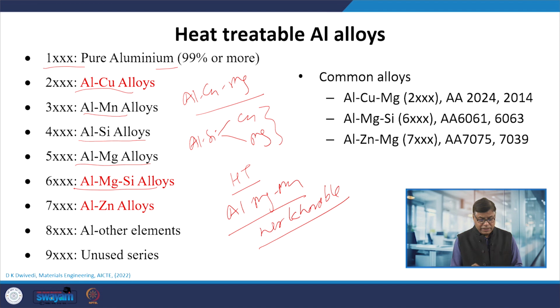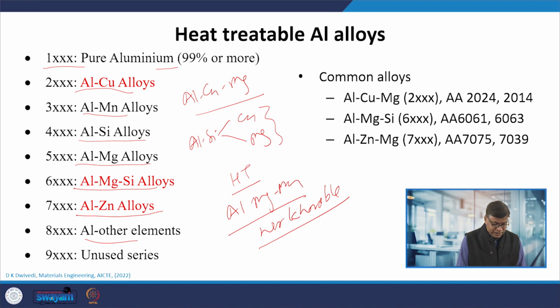The 6000 series, having aluminum magnesium silicon, are heat treatable aluminum alloys, and the 7000 series is also a heat treatable aluminum alloy series. The 8000 series is dedicated to aluminum with other elements like lithium, and likewise the 9000 series is unused.